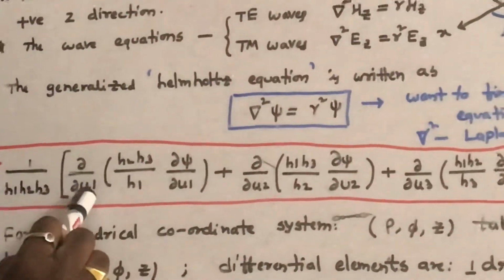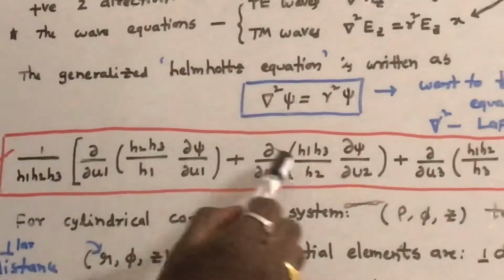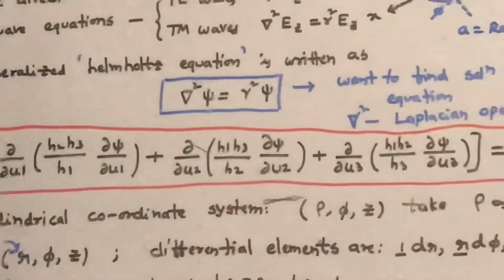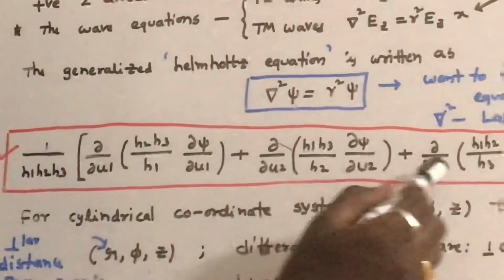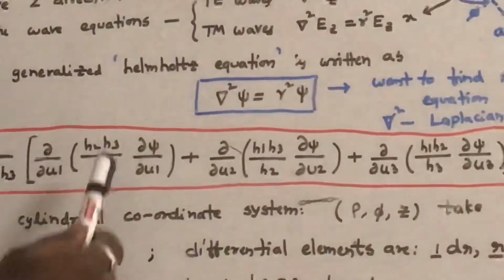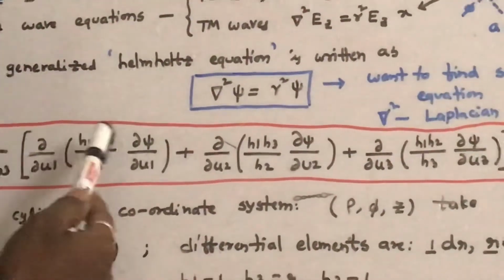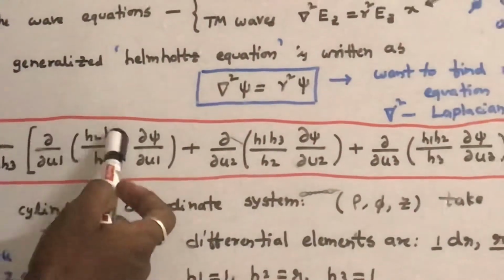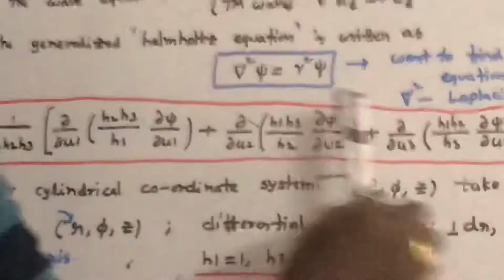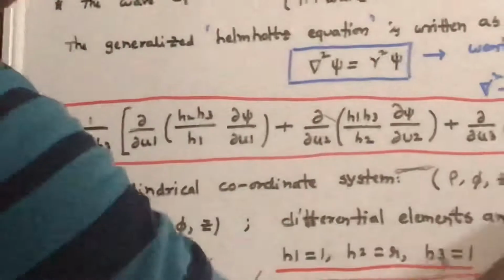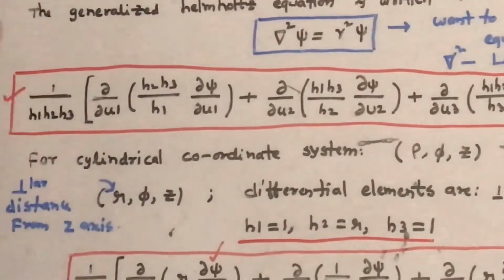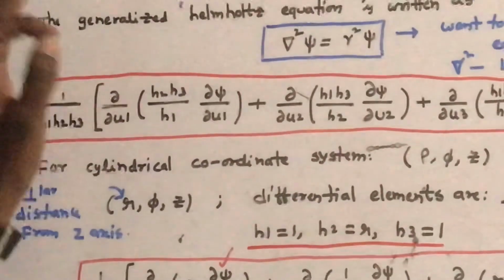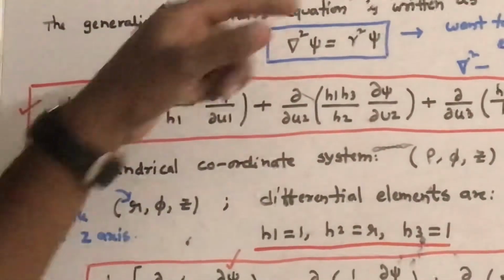For the cylindrical coordinate system you can take rho, phi in place of u2, and in place of u3 you can take z. For the spherical coordinate system you can take dou by dou r, dou by dou theta, dou by dou phi. Similarly, from the differential elements you can substitute h1, h2 and h3, and find the Laplacian operation for the Cartesian, cylindrical or spherical coordinate system. But our objective is the cylindrical coordinate system.